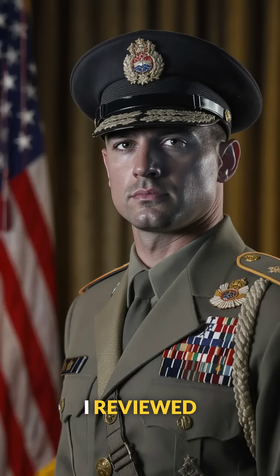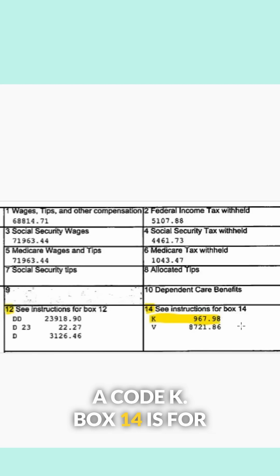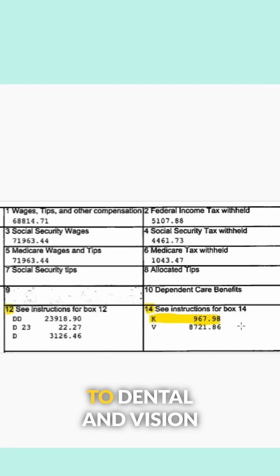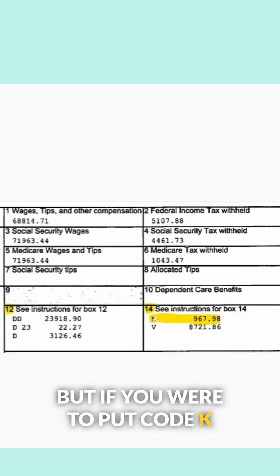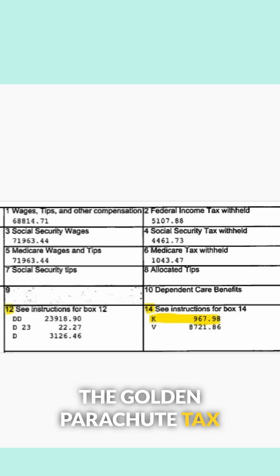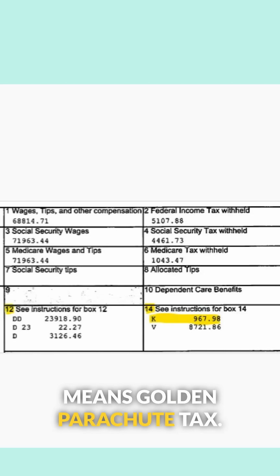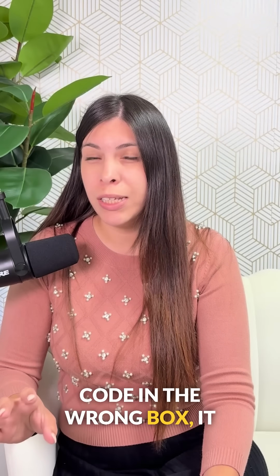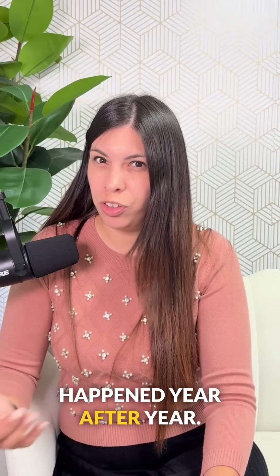Then the next thing I reviewed was a W-2. In box 14, there's a code K. Box 14 is for informational purposes only, and code K refers to a dental and vision plan that the employer paid. But if you were to put code K in box 12, then it triggers the golden parachute tax, because under box 12, code K means golden parachute tax. Just by misclicking the code in the wrong box, it was costing the client more than $1,000, and it was happening year after year.